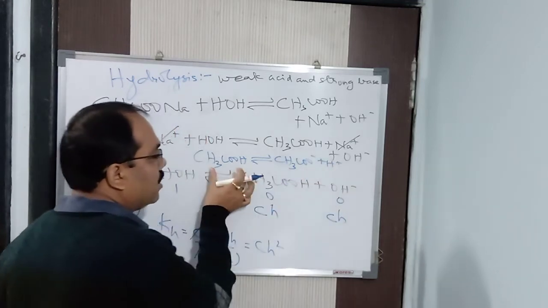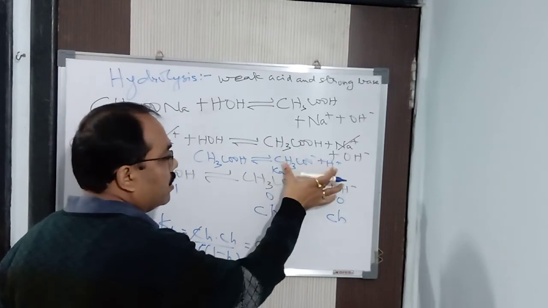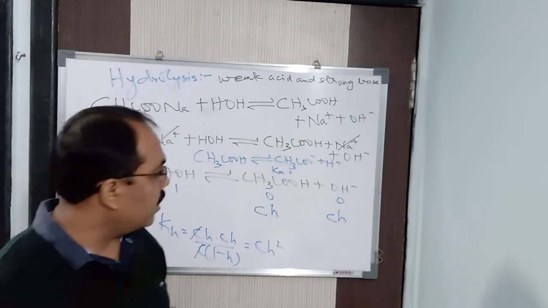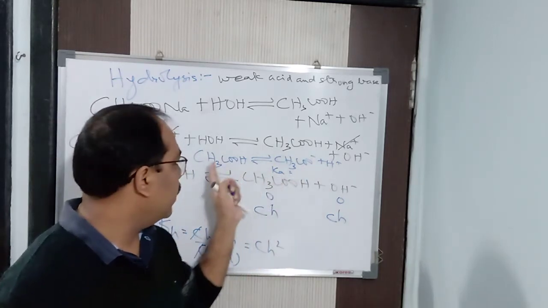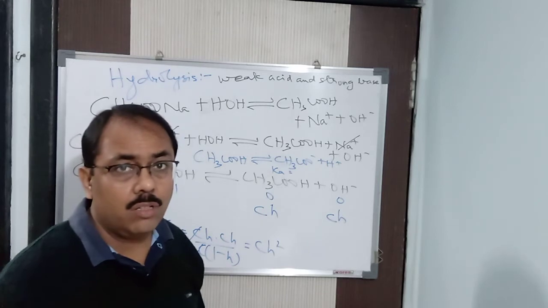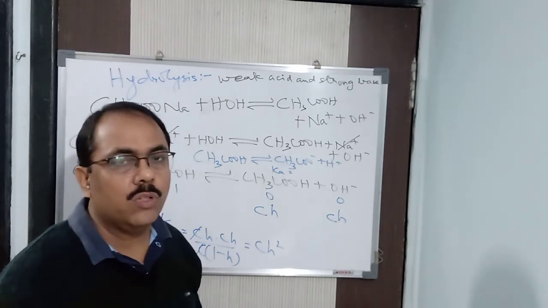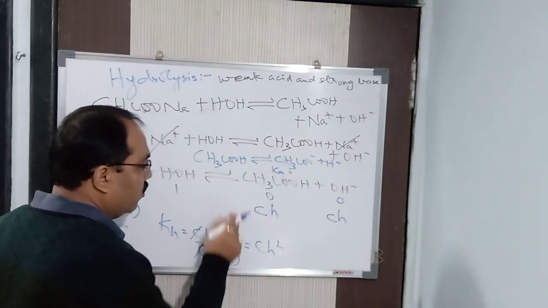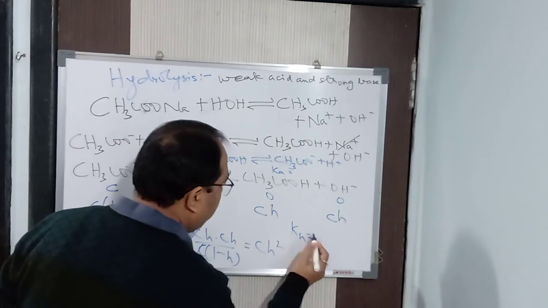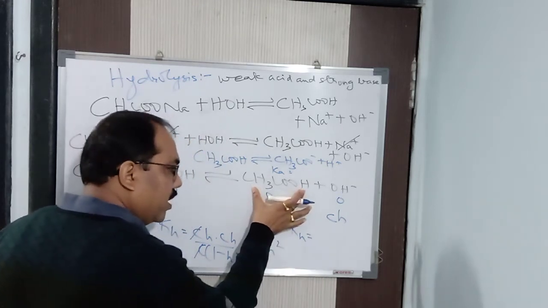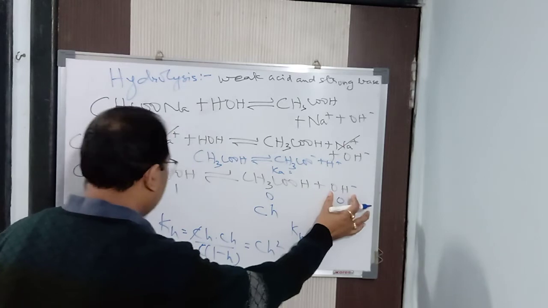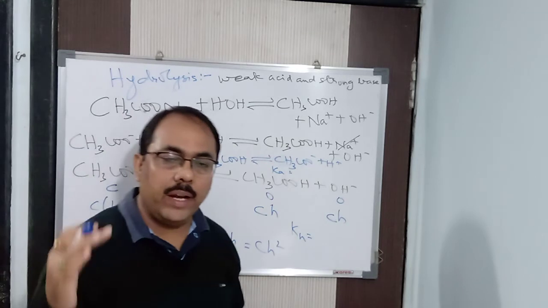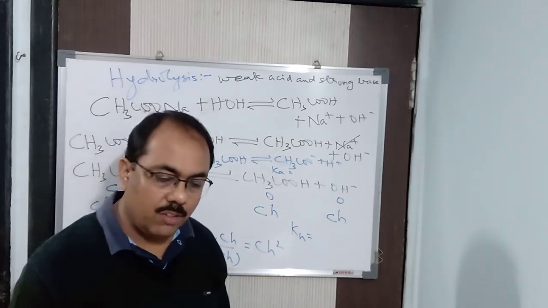So if I take the concentration Ka, Ka will be concentration of this into this by this, isn't it? Concentration of CH3COO minus into concentration of H plus by concentration of CH3COOH. So what I said, Kh is equal to Kw by Ka. If you do Kw by Ka, then you will be getting this particular Kh value, which I just wrote: CH3COOH concentration into OH minus ion concentration divided by CH3COO minus. You do it and see, you will be getting Kh is equal to Kw by Ka.